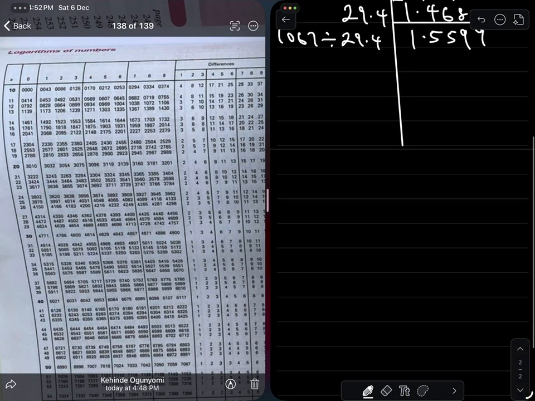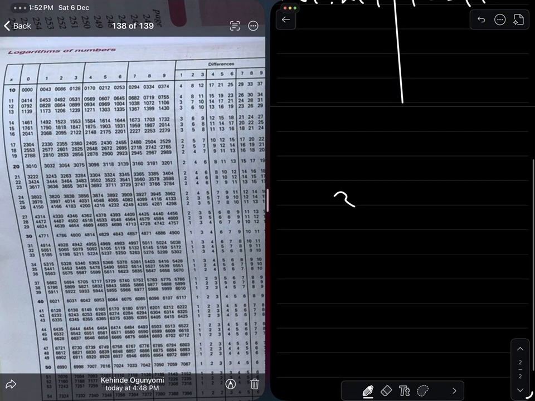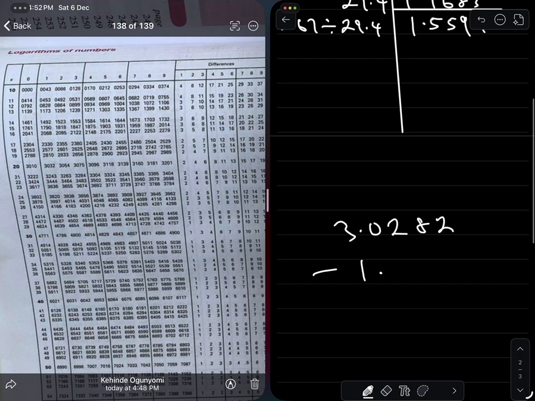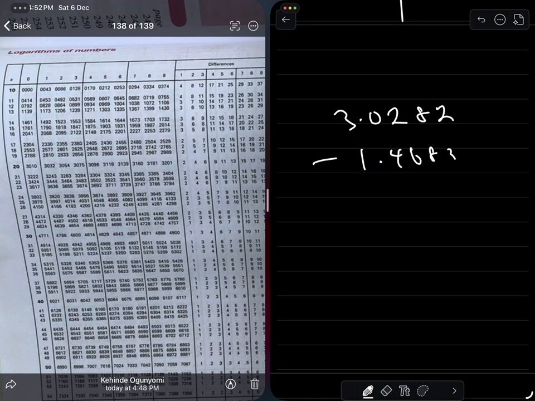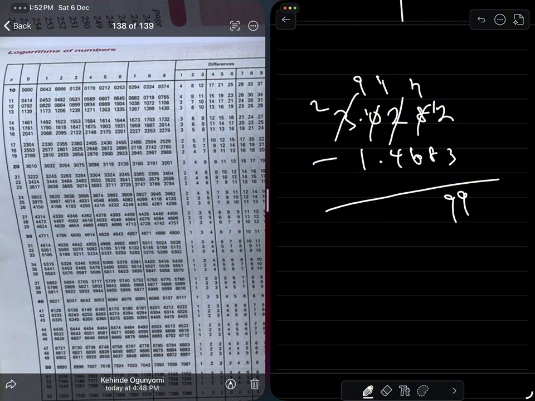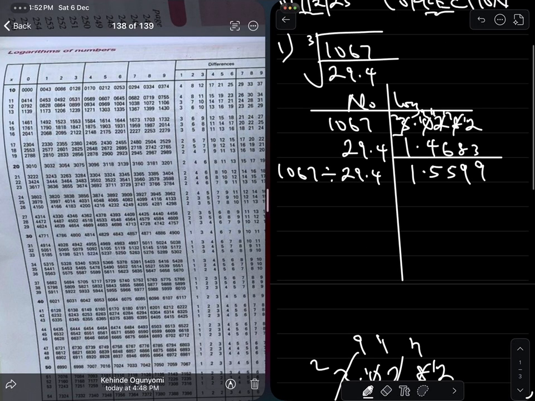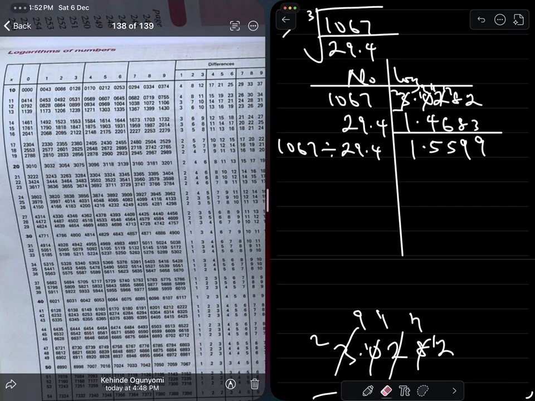Do you understand? You can do it separately. 3.0282 minus 1.4683. Borrow 1 from here, 12 minus 3, 9. 17 minus 8, 9. 1 minus 6 is impossible. Borrow 1, put it here, 10. Borrow 1 here, you're left with 9. 11 minus 6, 5. 9 minus 4, 5. And 2 minus 1, 1. So you really don't need to make your work rough here. You can do the subtraction in a jotter separately so that your work will be neat.